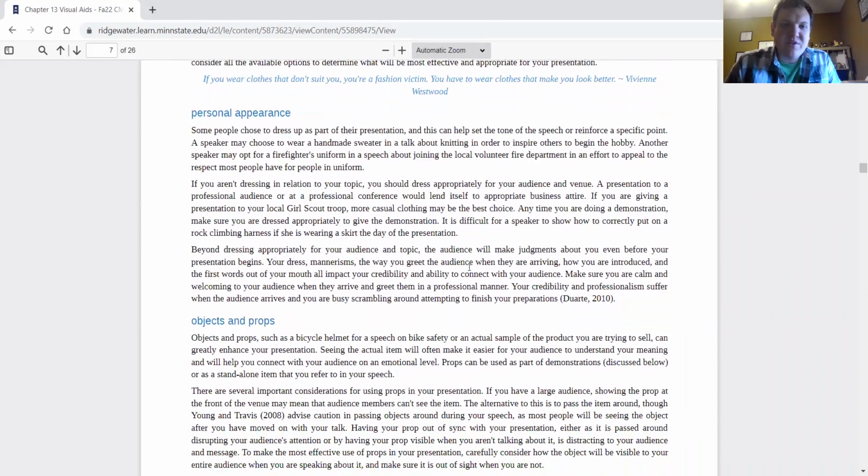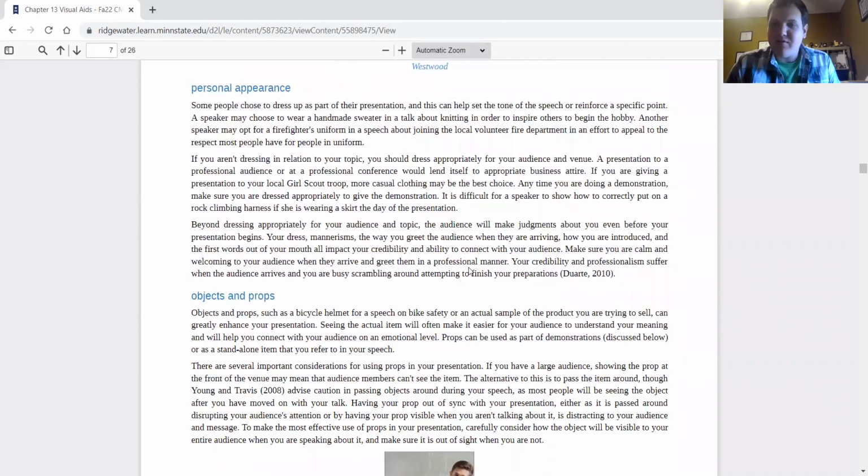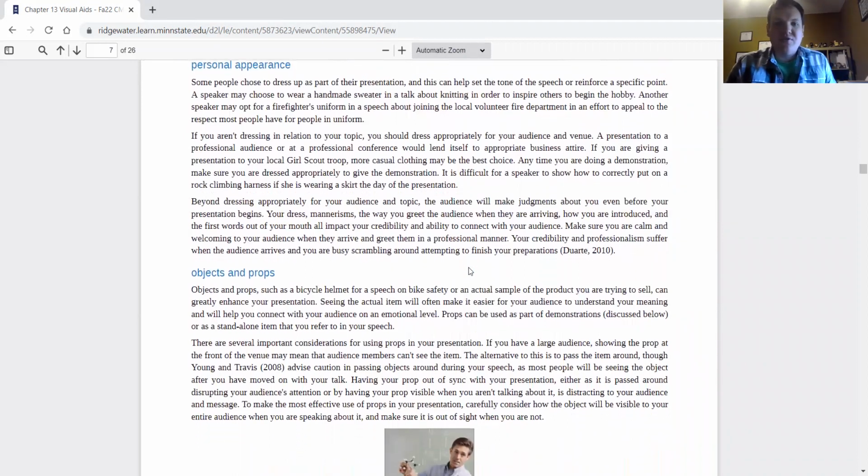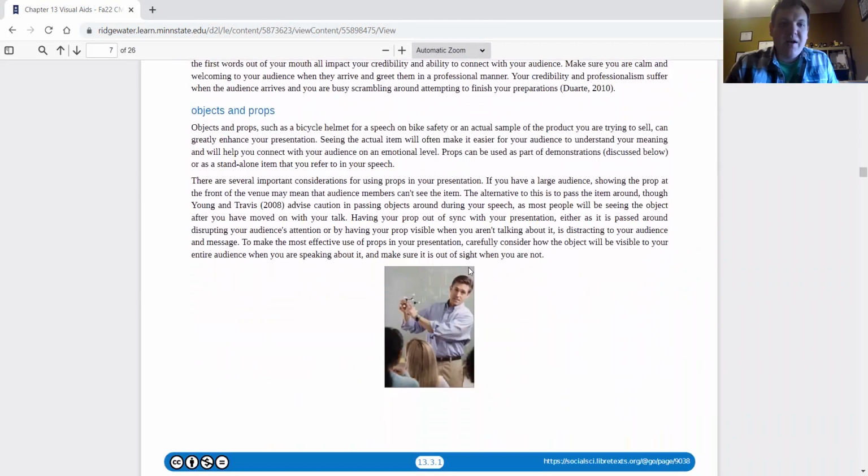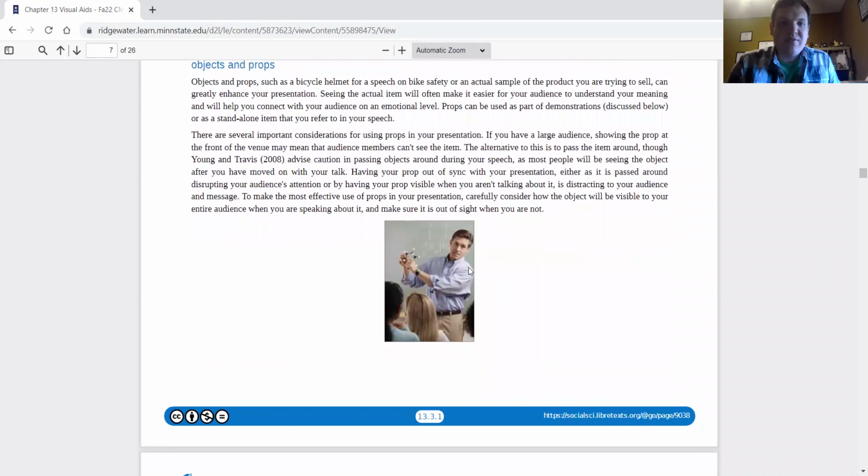So we talked about types of visual aids, personal appearance. So again, you want to dress professionally, but you also could dress to fit in with your topic. Objects and props. So it says a bicycle helmet for a speech on bike safety, a sample of a product you're trying to sell. So again, what sort of props are going to be appropriate for you and your situation?